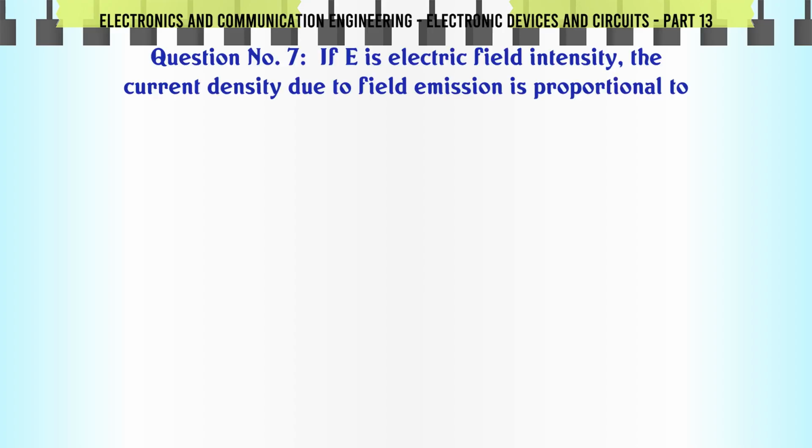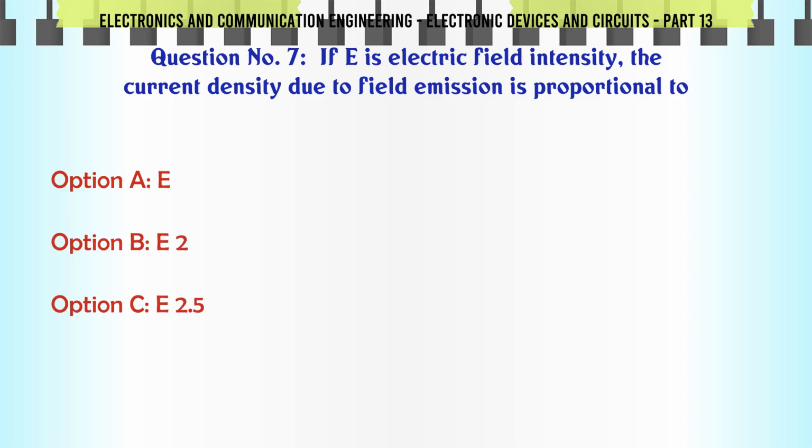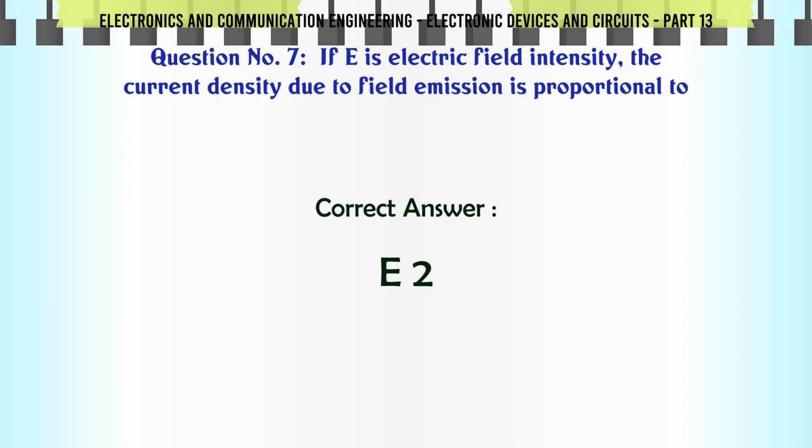If E is electric field intensity, the current density due to field emission is proportional to: A. E, B. E², C. E^2.5, D. E^3/2. The correct answer is E².